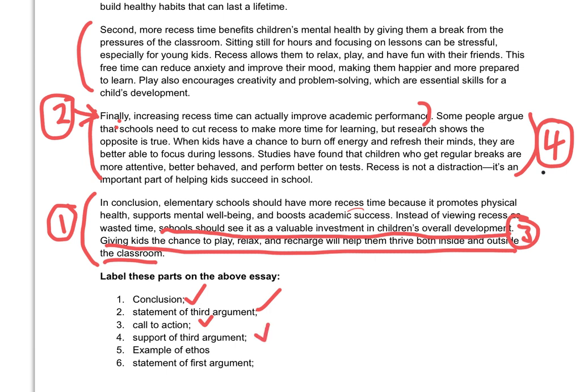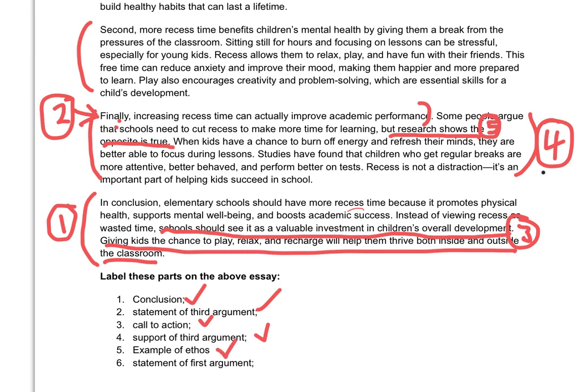Now, if you recall, ethos means where you call on an expert or you make the author out to be an expert on something. You show something from a study that was done, some research that was done. And if you look right here in this third paragraph, it says, but research shows the opposite is true. That's ethos right there. You can find it in different spots, but I'm going to write a 5 right there because it's talking about research.